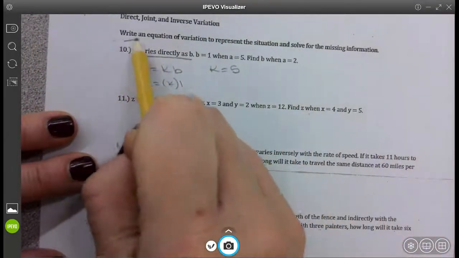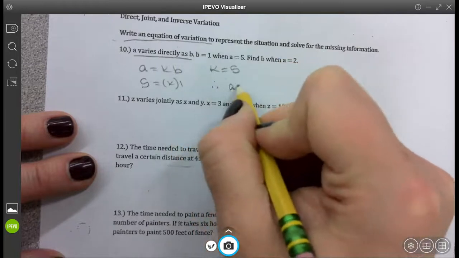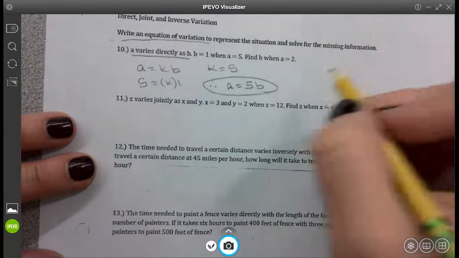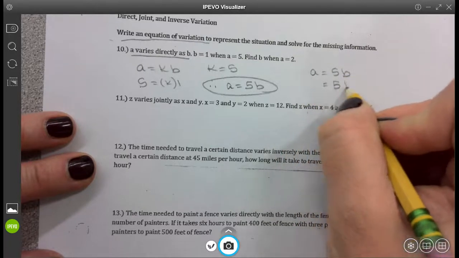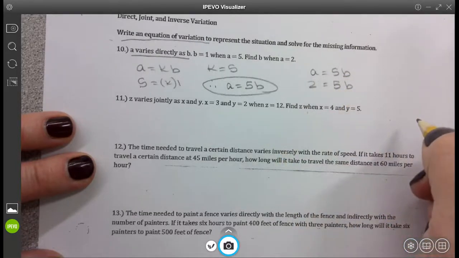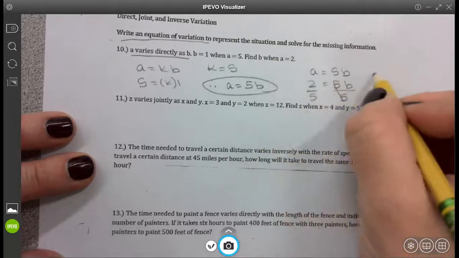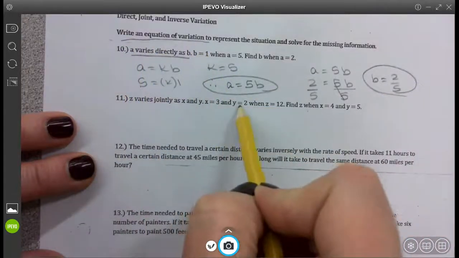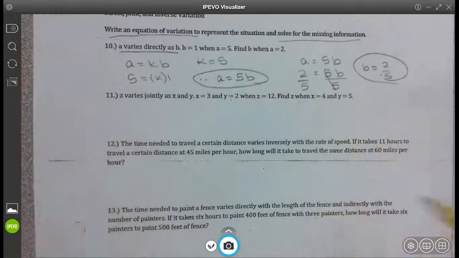They said to write an equation of variation. Well, if K is 5, then the equation is A equals 5B. Okay, now they want you to use this equation to find B when A is 2. So divide both sides by 5. B equals 2/5. So I should have two things circled, the equation of variation and the missing information. Okay, all these should have two answers.